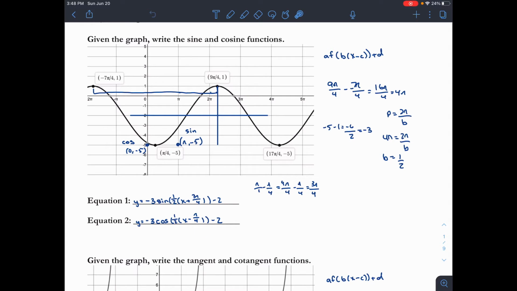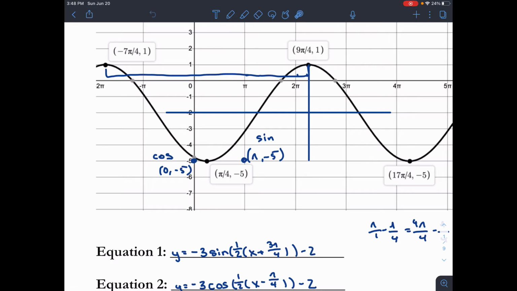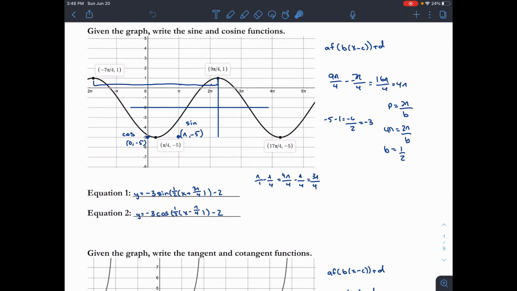But for the cosine function, we have -pi over 4. That is because if it was a cosine function, this would be the graph here. So it would be 0, -5. But for this function, it is pi over 4, -5.